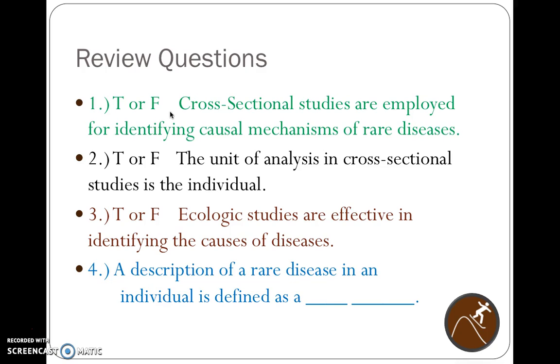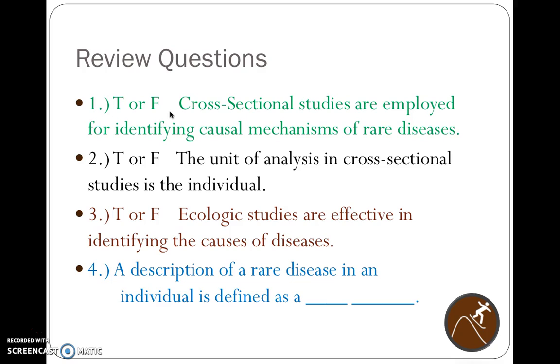All right, number 3. Ecologic studies are effective in identifying the causes of disease. So ecologic studies are effective in identifying causality. Is that true or false? You should have said false because, again, we gather data at the population level that may not always hold true at the individual level. So more analytical epidemiology designs are a lot better at getting closer to the true cause of disease.